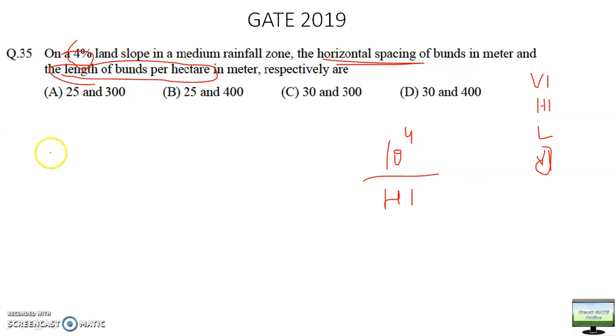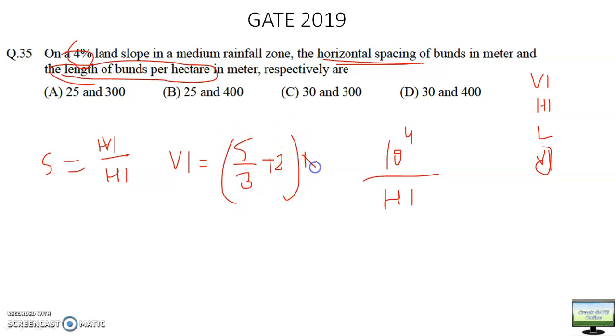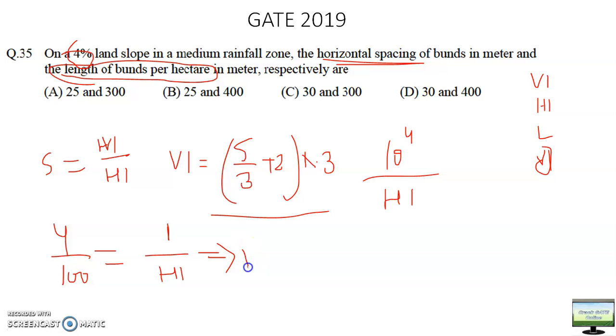So first of all, you know that slope is vertical interval divided by horizontal interval. So here you know only slope, but you don't know the vertical interval, so you cannot calculate horizontal. So you have to apply the formula of vertical interval, that is s by 3 plus 2 into 0.3, that is Ramsar formula. So you calculate Vi from here, and here it will become 4 by 100 equal to Vi, the value will come as 1, and horizontal interval, so what you can write, Hi equal to 100 by 4, that will become 25. So either option A or option B.